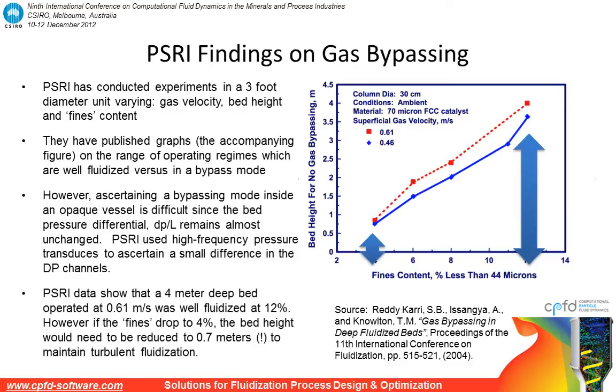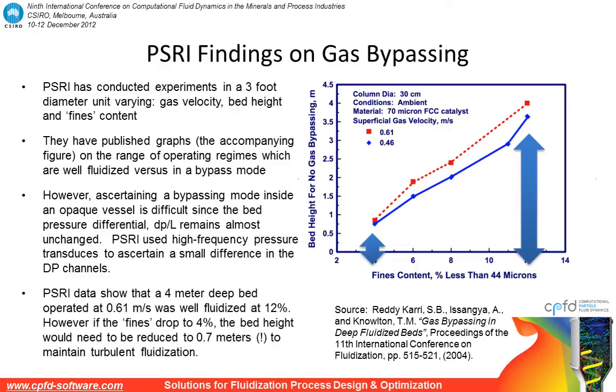Based on a series of experiments that PSRI conducted in a 3-foot diameter unit, they looked at gas velocity, bed height, and fines content and their impact on the fluidization behavior. One of the findings is that ascertaining a gas bypassing mode inside a non-transparent vessel is very difficult, since the bed pressure differential remains almost unchanged regardless of the fluidization mode.